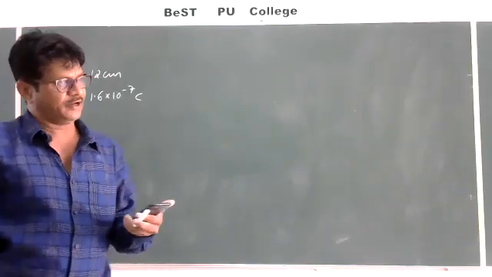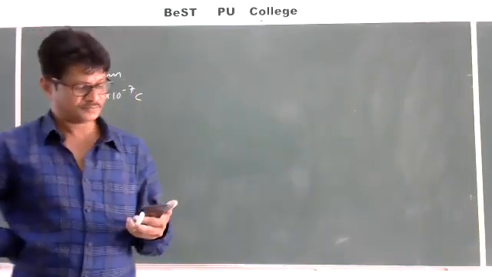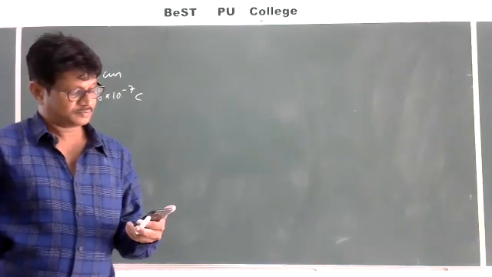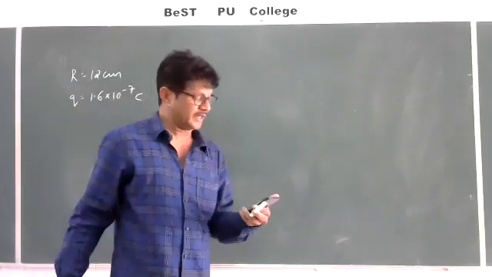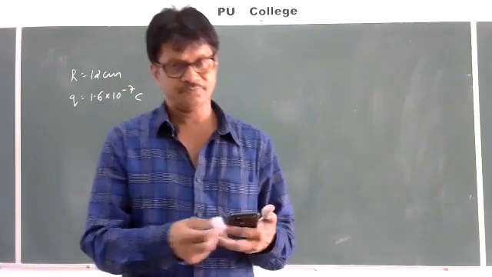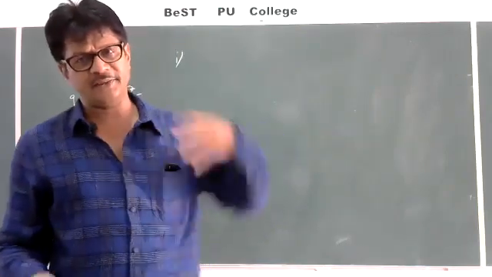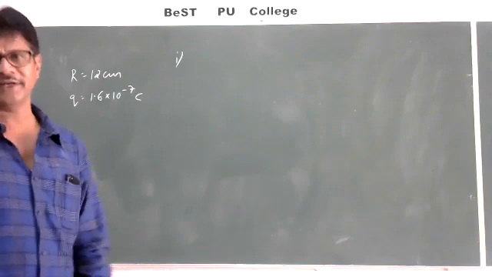What is the electric field and potential, first one, at a point 18 centimeter from the center of the sphere.